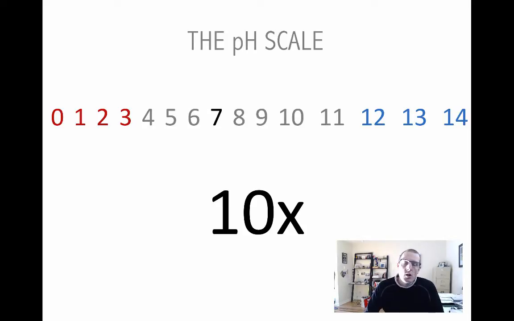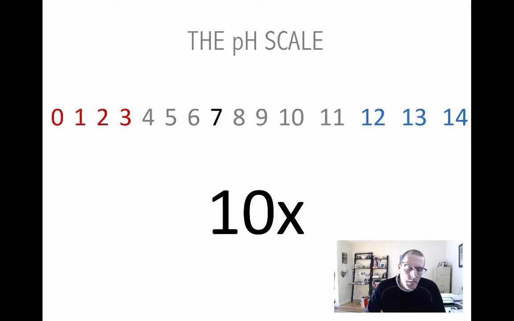So that's a lot. I mean, imagine if your salary or your pay or your stipend or whatever you get went up by 10-fold or 100-fold or 1,000-fold. So imagine that was happening, then that's a lot. So that's the first thing about the pH scale.